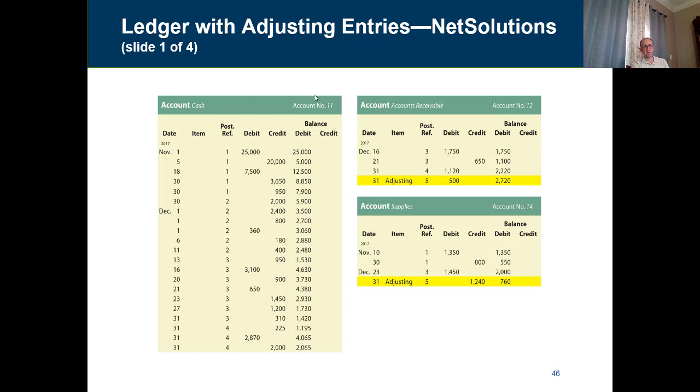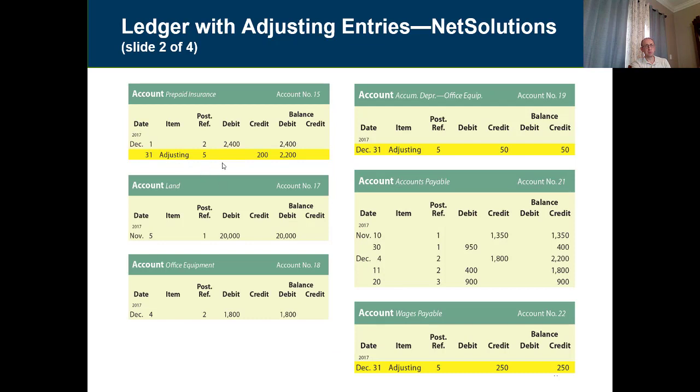And you can see here we have the ledger. Of course, the cash account will not be affected. Nothing affected the cash account because, as I said earlier, adjusting entries do not include cash. That's one of the important rules when it comes to adjusting entries. Never cash. So that's why we never see anything affecting cash when we have the adjusting entries. For accounts receivable, we only had one adjusting entry on December 31st. For the supplies account, we also have one adjusting entry on December 31st. Same thing for prepaid insurance.